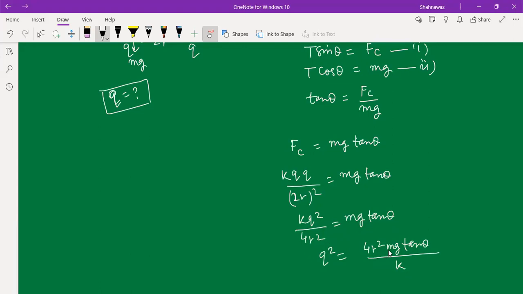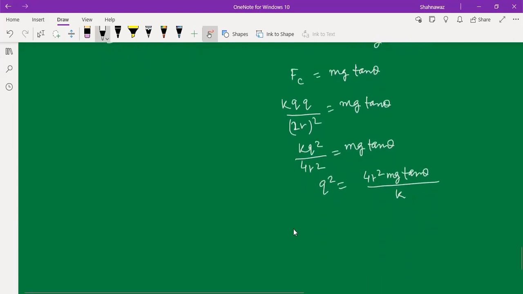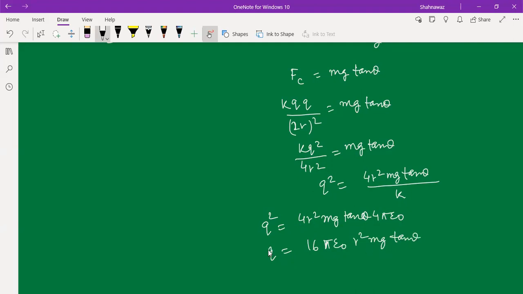And K, we know this is how much? Q square is 4R square mg tan theta, and K is 1 over 4 pi epsilon naught. So Q square is equal to 4 into 4, which is 16, pi epsilon naught R square mg tan theta. So this is root over. Okay, guys, so this is the charge.